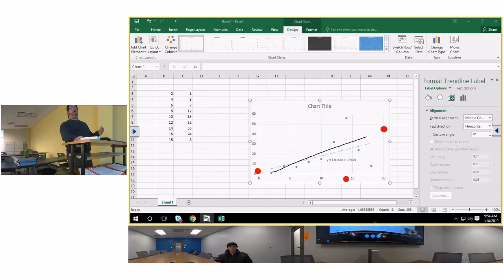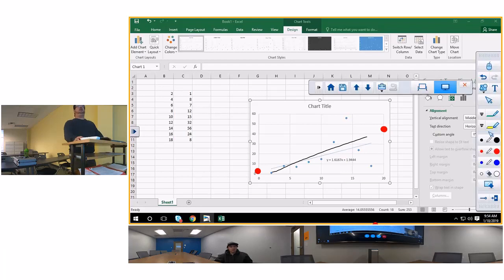If I want to put in 20, I'll put in 20 right here. Somebody put in 20. Take the calculator and plug in 20 times 1.6167 plus 1.9444. Do that for me. I'll blow it up for you. This is just for your information. You're not going to be tested on this. I just want to show you why we do this.